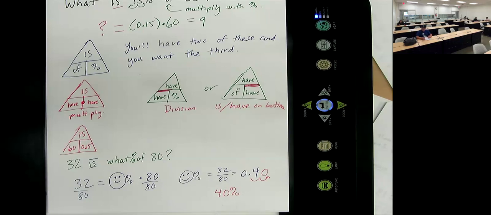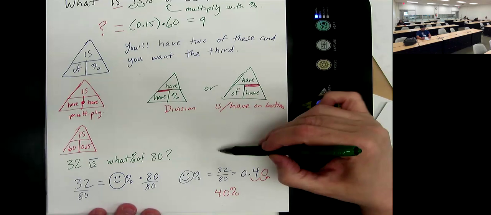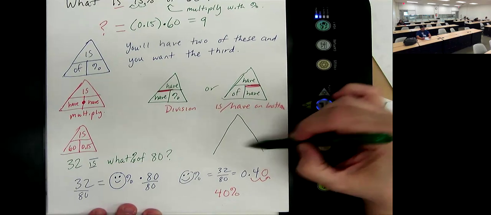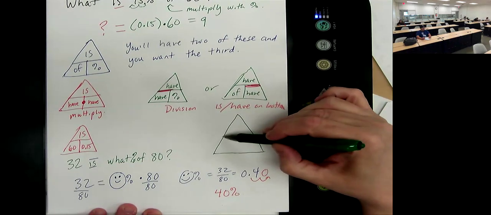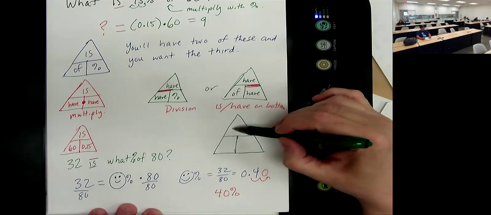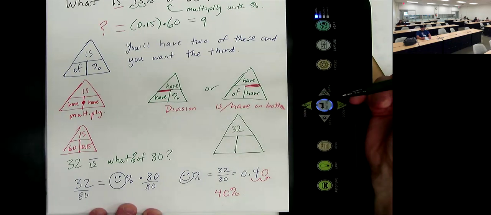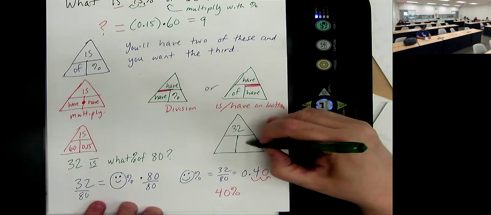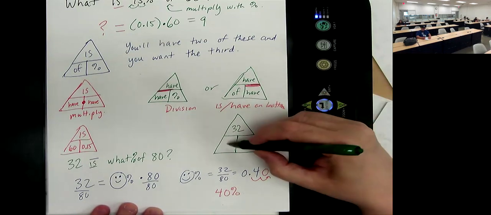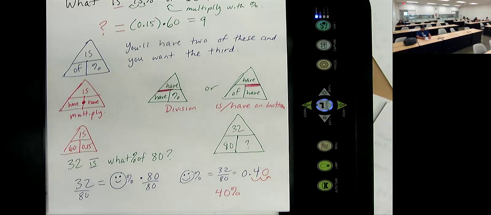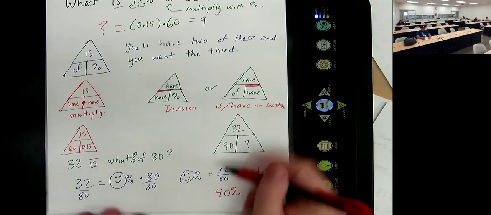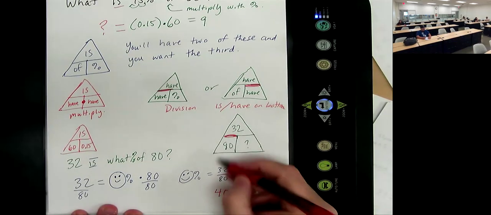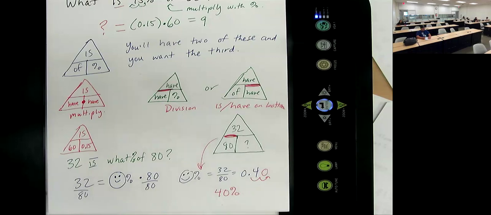If I do this as the triangle, 32 went with the is, it's right next to it. Percent was the unknown, and 80 was the of. So notice the 32 over 80. When we were done doing the algebra, we still got 32 over 80.